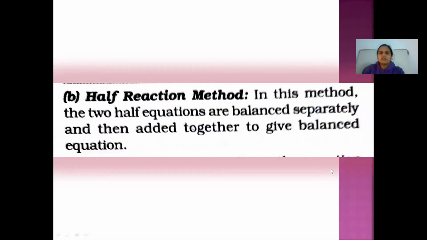Hello students, today we'll start with the balancing of redox reactions in terms of half reaction method. In this method, the two equations are balanced separately and then added together to give the balanced equation. This is also called the ion electron method, and we'll see this balancing under two cases. One is acid medium and the second one is basic medium.